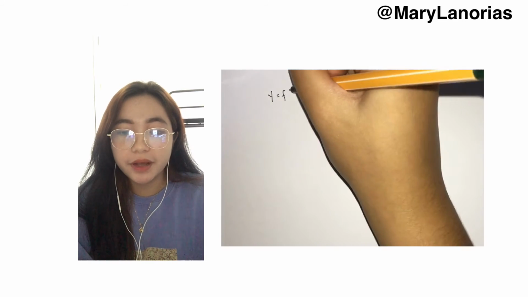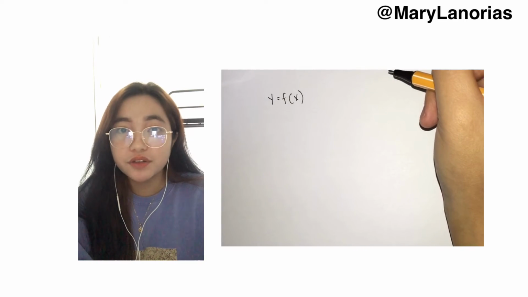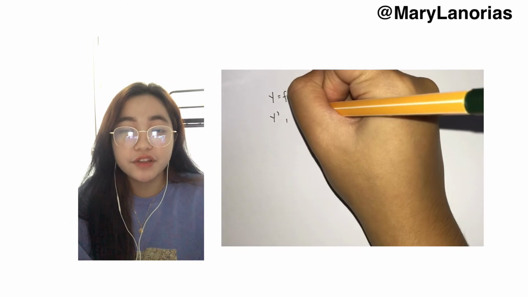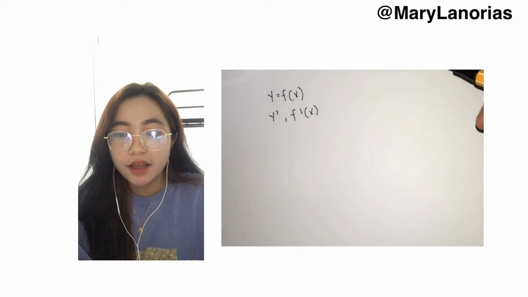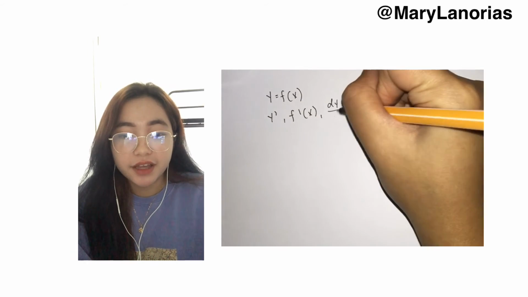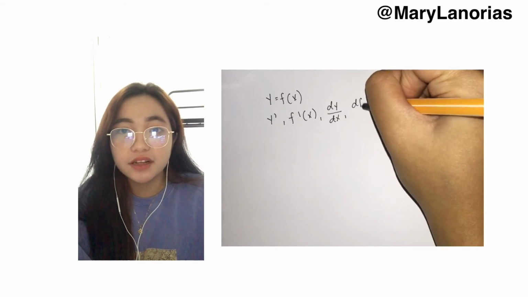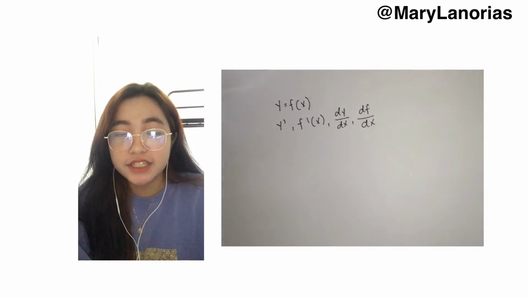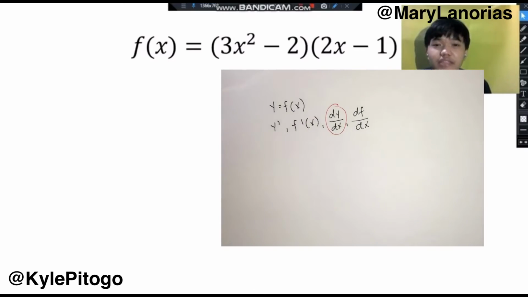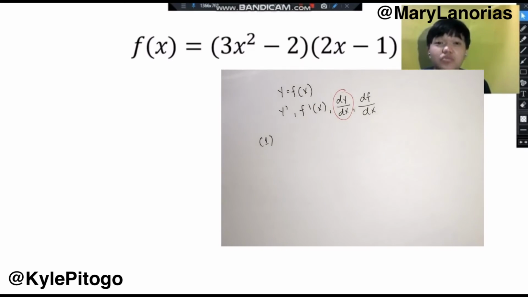Moving on to differentiation formulas, first we'll start by letting y be equal to f of x. There are a couple of ways to denote the derivative of this function. First would be y prime, another is f prime of x, another is simply dy dx, and you can also do df dx. Let's try formulas wherein f of x is equal to 3x squared minus 2 multiplied by 2x minus 1.